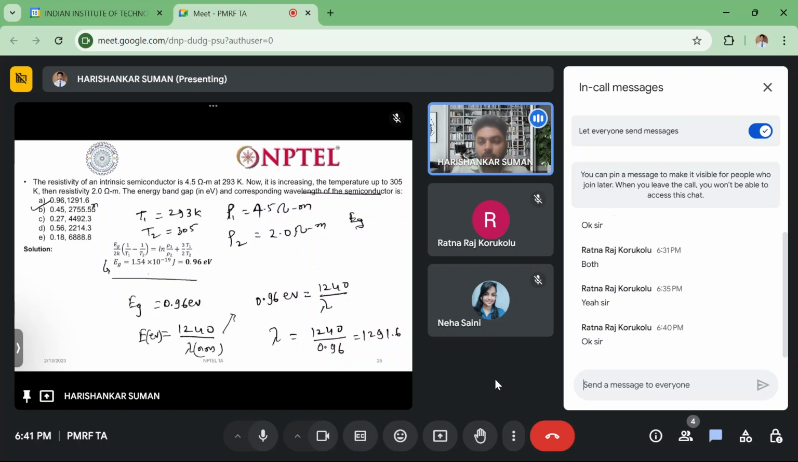The resistivity of an intrinsic semiconductor is 4.5 ohm per meter at 223 Kelvin. Now the temperature is increased up to 305 Kelvin, then the resistivity is 2 ohm per meter. Sorry. The energy band gap in electron volt corresponding to the wavelength of the semiconductor is?